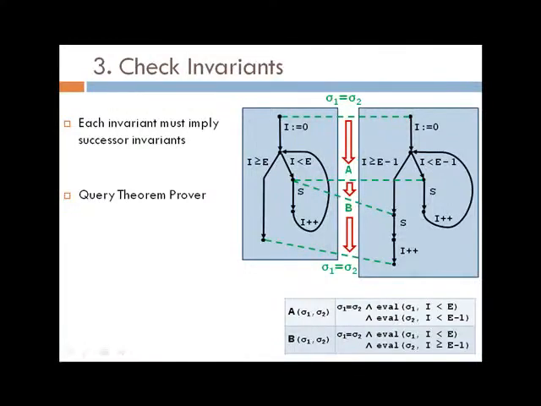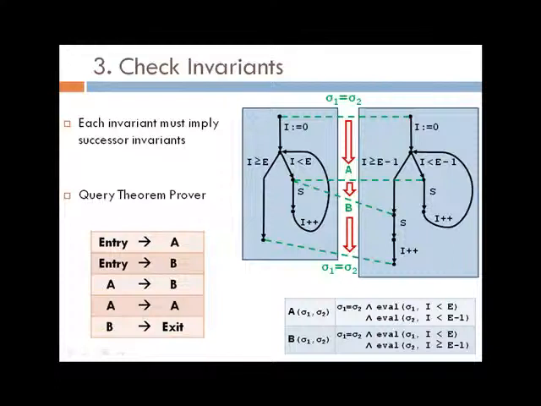PEC will be able to check that these invariants are preserved by asking a theorem prover to show that each invariant implies all of its successor invariants. Here are the 5 cases PEC needs to consider for this example. In particular, the entry should imply both A and B, A should imply B and itself, and B should imply the exit invariant. As an example, let's look at how PEC handles the A to B case.